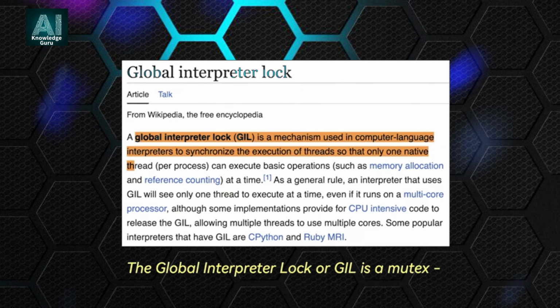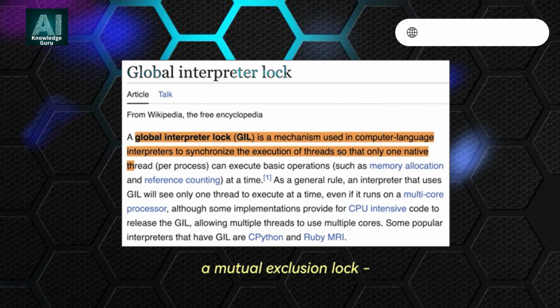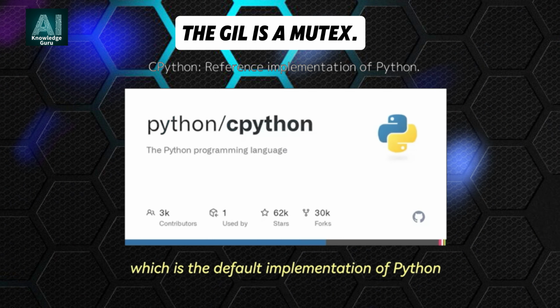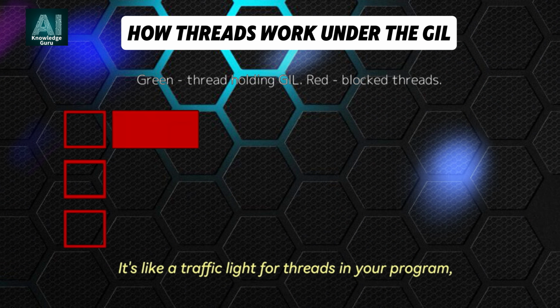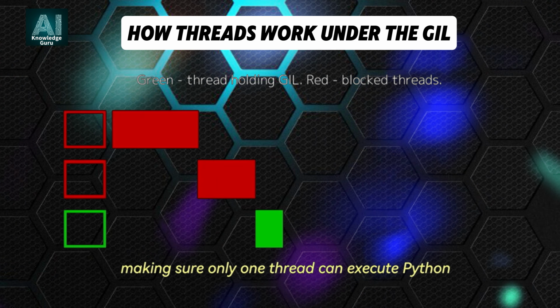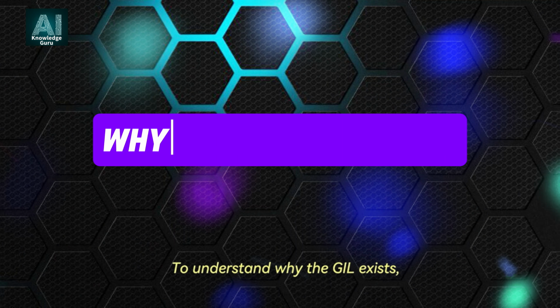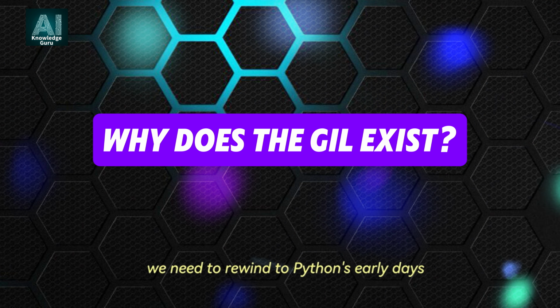The global interpreter lock, or GIL, is a mutex, a mutual exclusion lock, that protects access to Python objects in CPython, which is the default implementation of Python. It's like a traffic light for threads in your program, making sure only one thread can execute Python bytecode at a time. To understand why the GIL exists, we need to rewind to Python's early days.